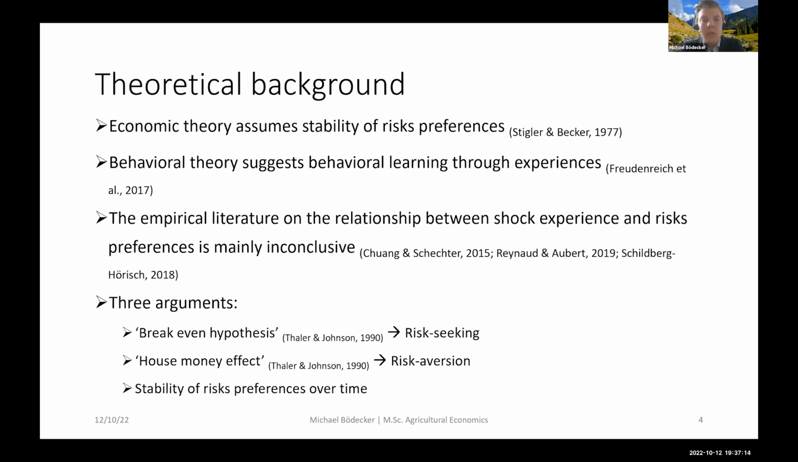One is the break-even hypothesis, which says that an individual after experiencing a shock is motivated to break even, so that shock experience leads to more risk-seeking behavior. The opposite effect is the so-called house money effect, where the individual is afraid of getting more shocks, so it leads to more risk aversion. And the most common view is that risk preferences are stable over time.